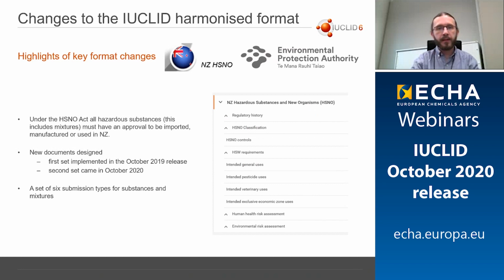And then finally, New Zealand. There is also in New Zealand a HSNO Act to cover the hazardous substances that are imported or manufactured in New Zealand. And to support this work, new documents were designed first in the October 2019 release, and now as a second set of implementation in this October 2020 release. A set of 6 submission types have been created for substances and mixtures. And again, on the right side, you see the complete list of documents specifically created to support this work in New Zealand.